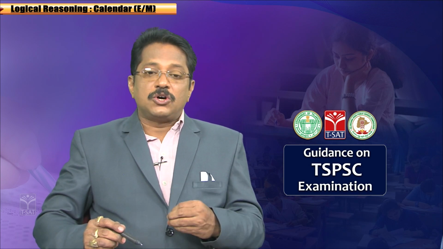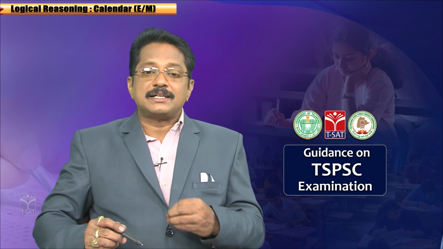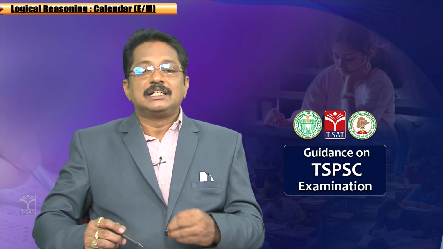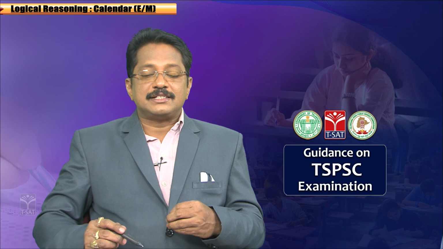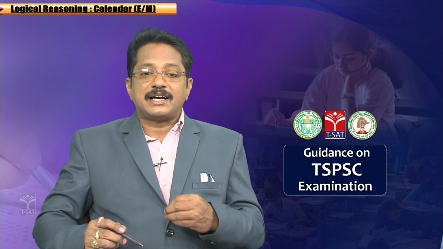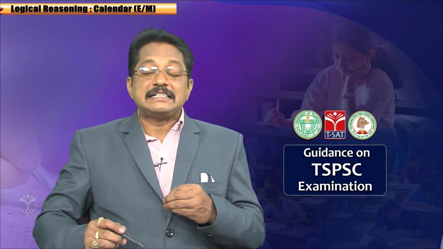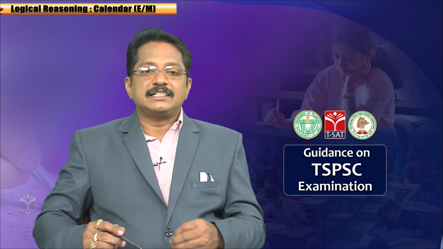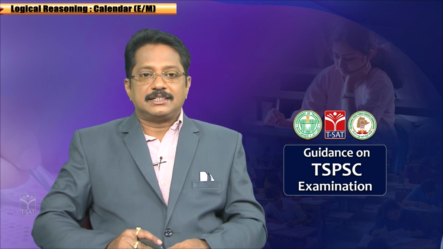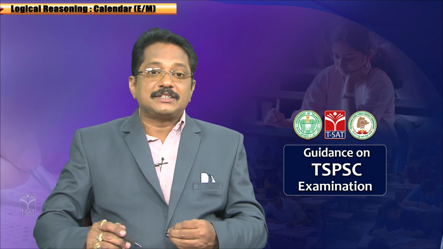If it is 0, it is Sunday, if it is 1, it is Monday, if it is 2, it is Tuesday, if it is 3, it is Wednesday, 4 is Thursday, if it is 5, Friday, if it is 6, Saturday. In this manner, we can calculate it. Clear? Okay. So, now we will check with one more example.